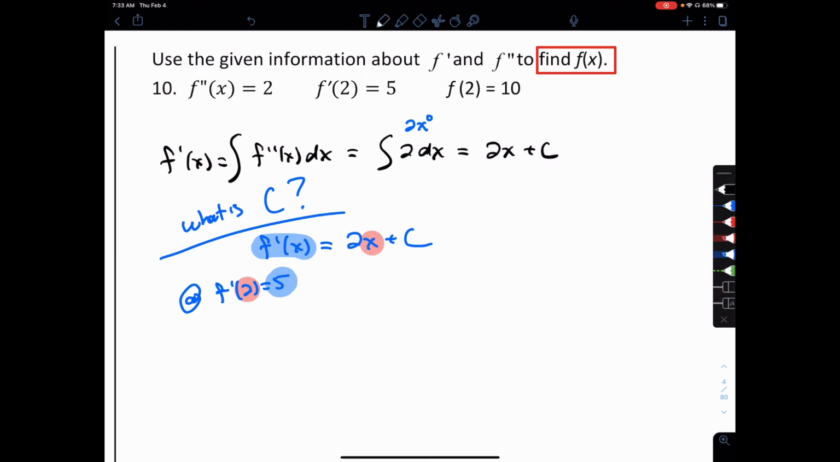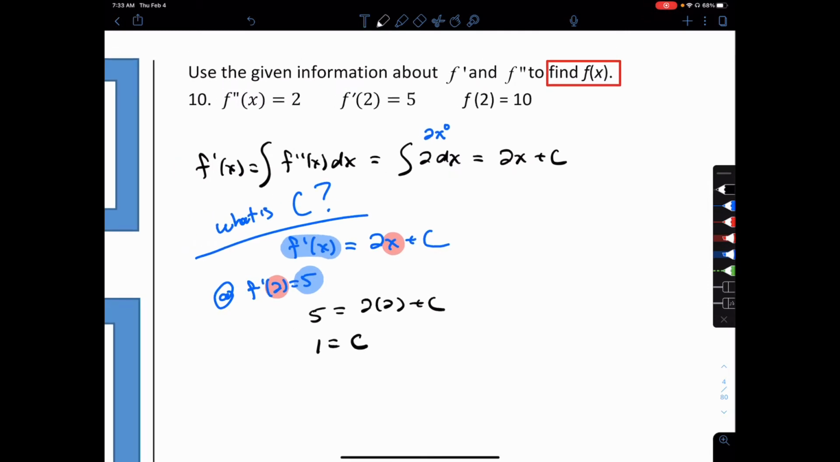So 5 equals 2 times 2 plus c. 2 times 2 is 4. We're going to find that c is 1. So what does that do for us? We can conclude that f prime is 2x plus 1. It has to be, because it has to fit this ordered pair (2, 5). By putting 2 in for x and 5 in for y, we had one choice for c. So we know that's 2x plus 1.